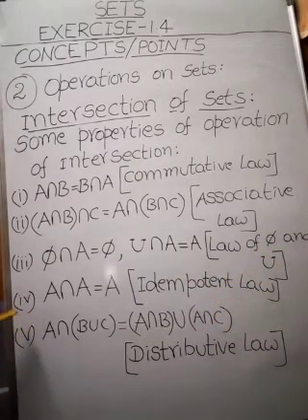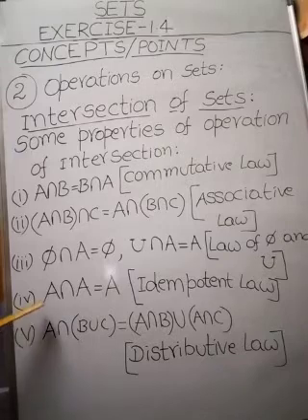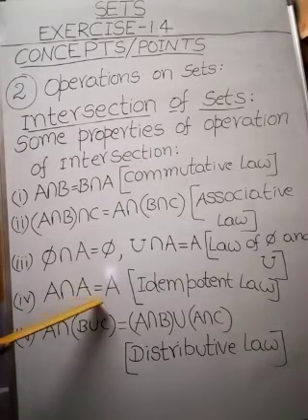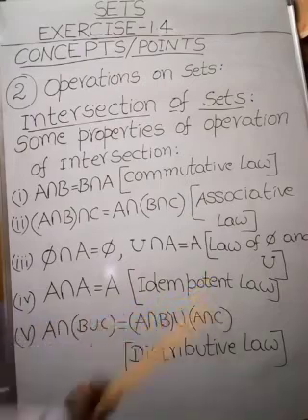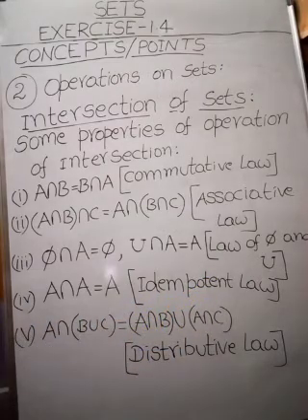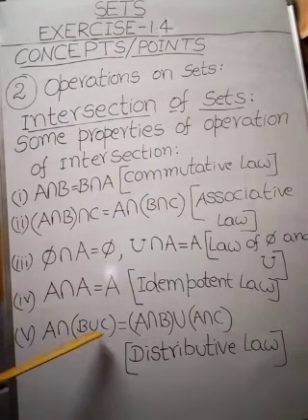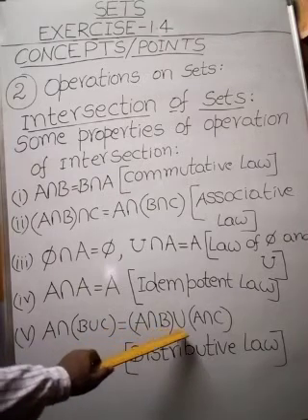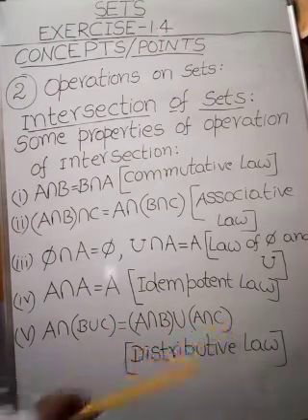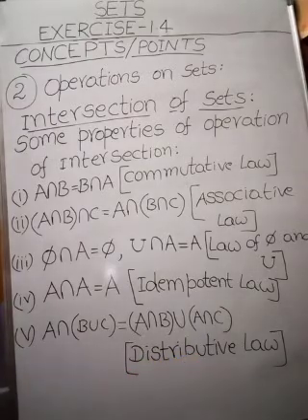Okay, my children. Now fourth property, A intersection A is equal to A. This property is called idempotent law or idempotent property. And the last one, fifth one, is A intersection (B union C) is equal to (A intersection B) union (A intersection C). This property is called distributive property or distributive law.